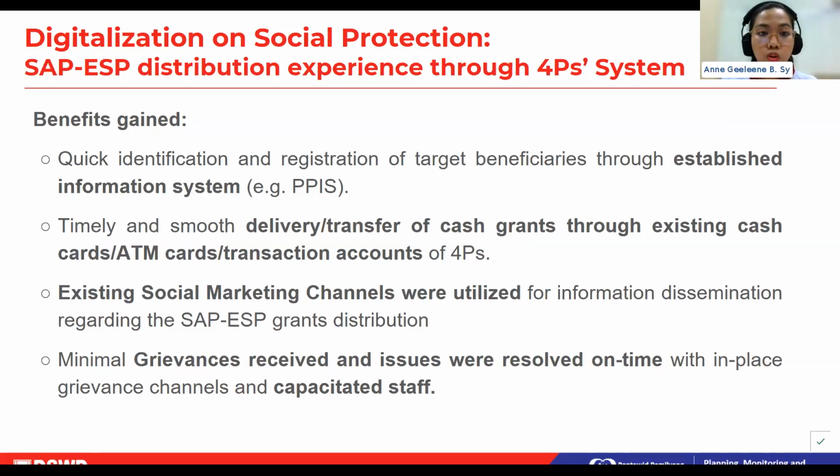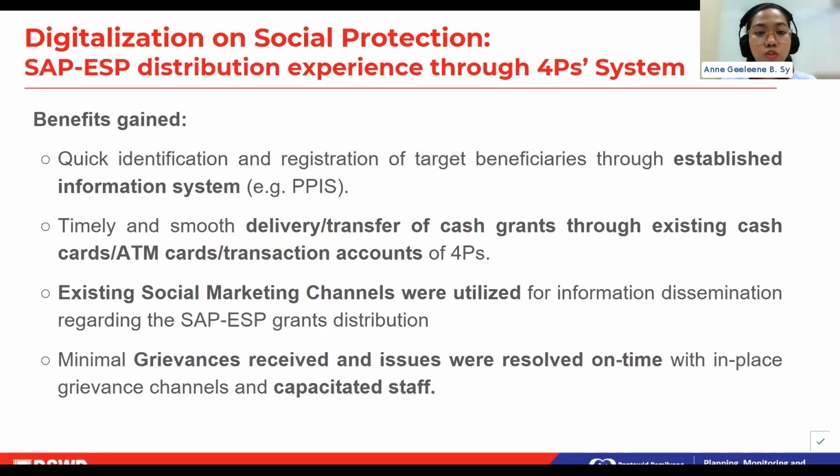And the 4Ps also already has its own payment scheme wherein 4Ps beneficiaries receive their cash grants through cash cards, which are now upgraded into a transactional account. This is done in partnership with the Philippine Government Bank, the Land Bank, and we were able to utilize these accounts and provide the SAP grants through their cash cards on top of their regular cash grants being received in 4Ps. This led to the 4Ps beneficiaries, over 3.7 million cash card holders, being the very first recipients of the SAP emergency subsidy first tranche, released in just 3 days.